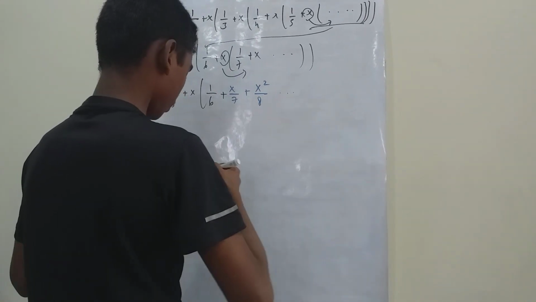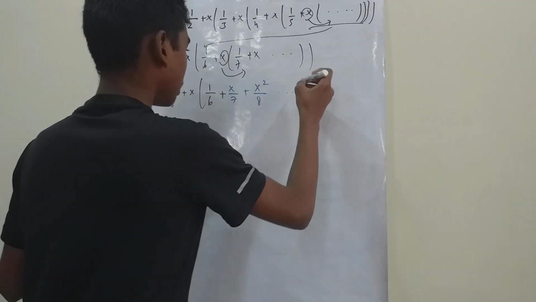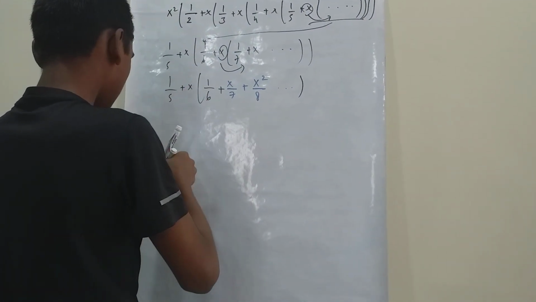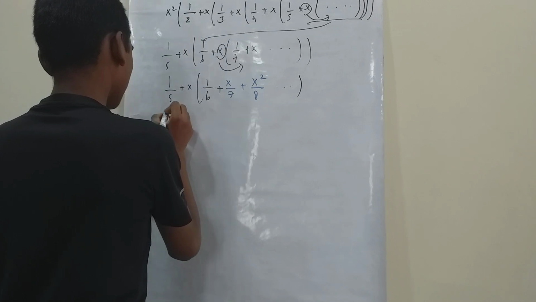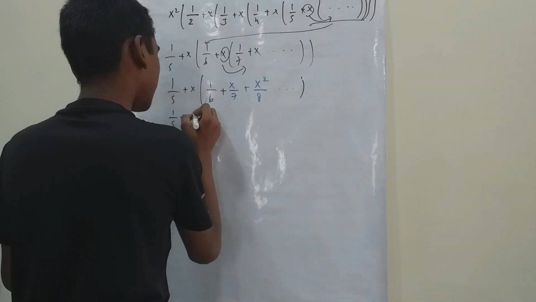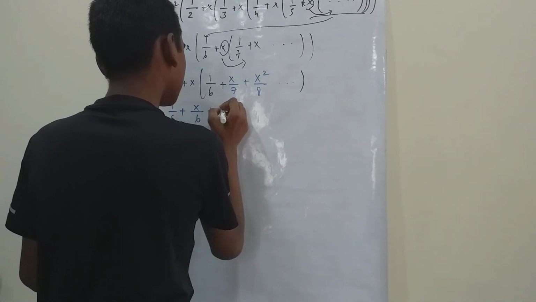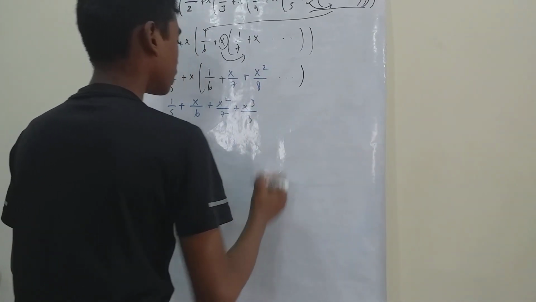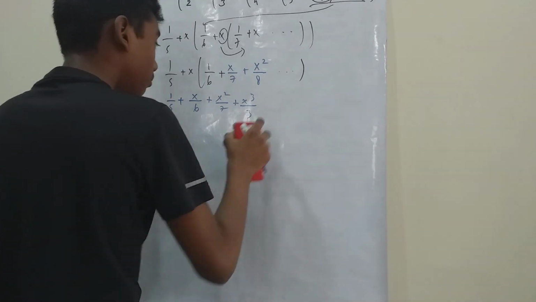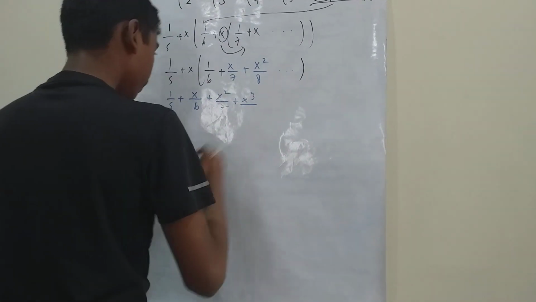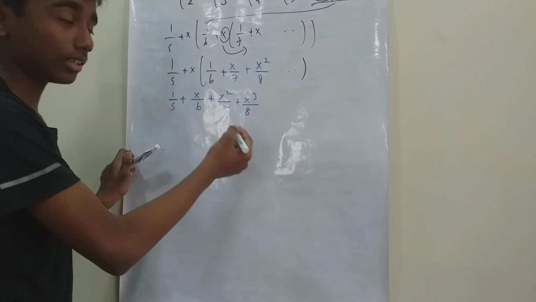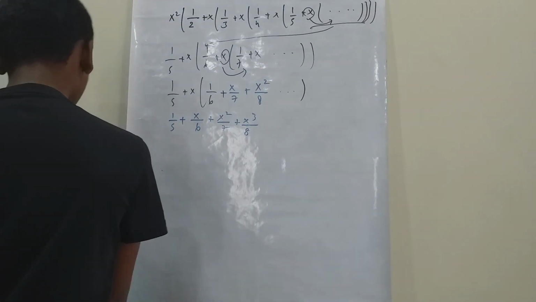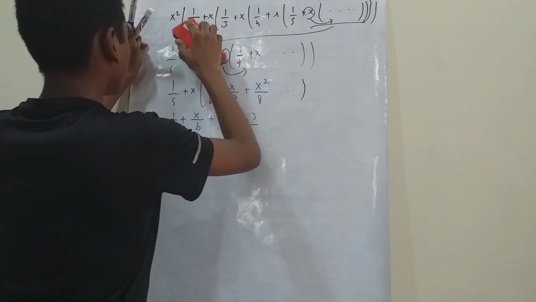So now when I multiply this x, I get 1/5 plus x divided by 6 plus x squared divided by 7 plus x cubed divided by 8. So this is our first step. We've got to multiply all the x's on the right side of this equation. So let me just work this.